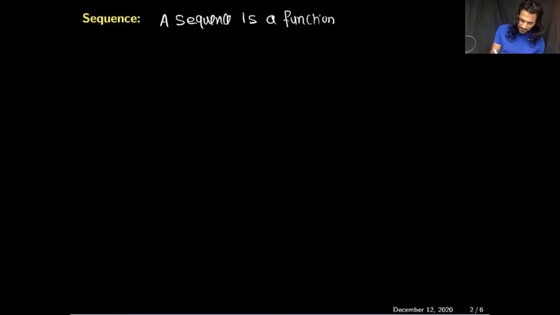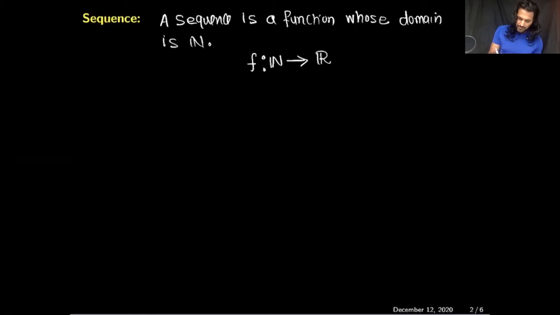Here is the definition of the sequence. A sequence is a function whose domain is the set of natural numbers. In other words, a sequence is a function f whose domain is the set of natural numbers, and it maps the set of natural numbers into the real numbers R.